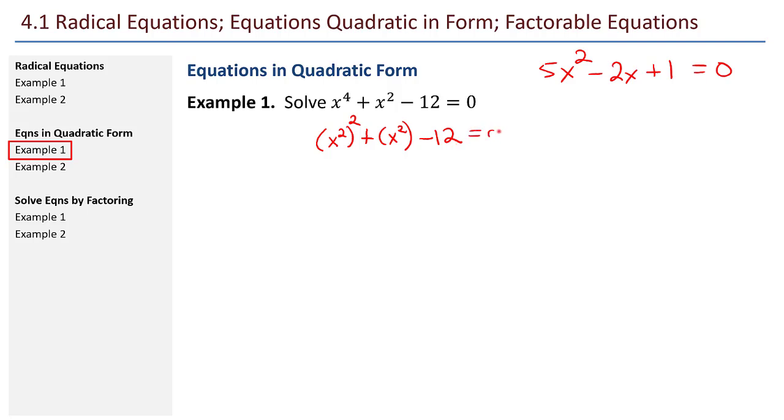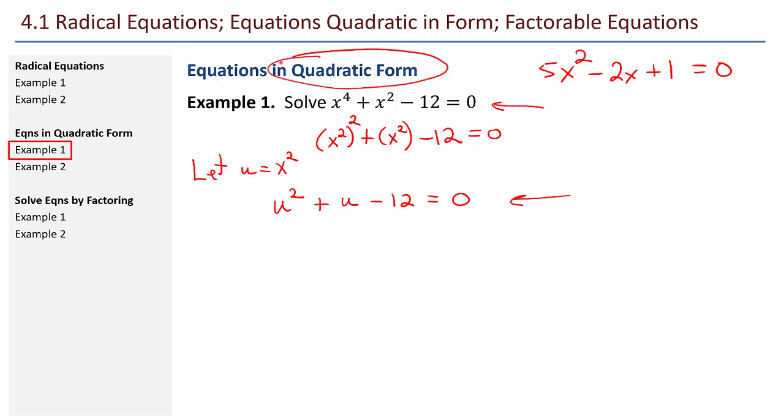In fact, if I replace that x squared with a u, so I'm going to say let u equal x squared, this equation becomes u squared plus u minus 12 equals 0. And look at that, through the magic of this variable substitution, I now have a legitimate quadratic equation. So if I can take my original equation and do some kind of a variable substitution that produces a quadratic equation, then we say that my original equation was in quadratic form. Okay, well let's go ahead and solve now the quadratic equation.